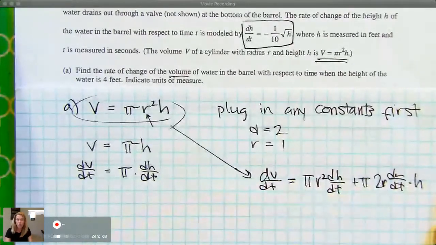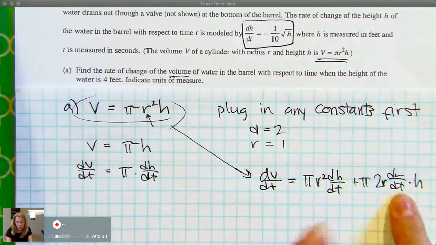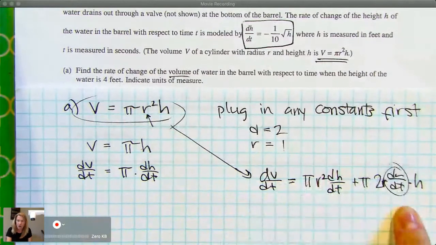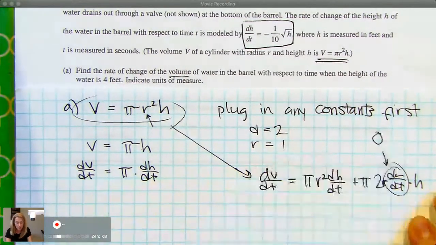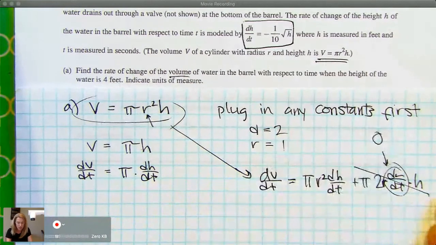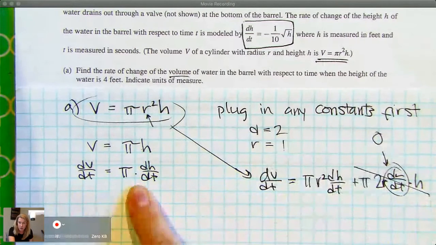Hopefully a little light will go off in your head when you get to this point and you realize, what is dr/dt? Oh yeah, the diameter isn't changing. Therefore, the radius isn't changing. So dr/dt is 0, which means this whole portion is 0, which means this is really all I needed in the first place. And since r is 1, I would have ended up right here anyway. So in general, plug your constants in first, but definitely not your variables.